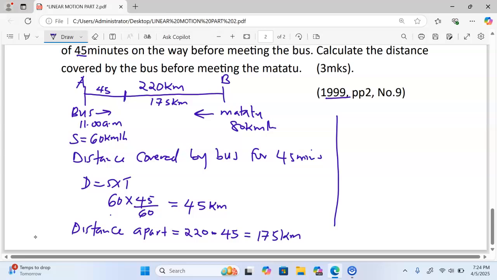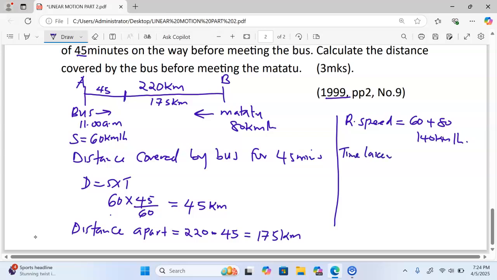Now, having gotten the distance between the two vehicles, we can get their relative speed. Since the two vehicles are approaching each other, we must get the relative speed by adding the individual speeds. That is the speed of the bus, which is 60. We add the speed of the matatu, which is 80. And this gives us 140 kilometers per hour.